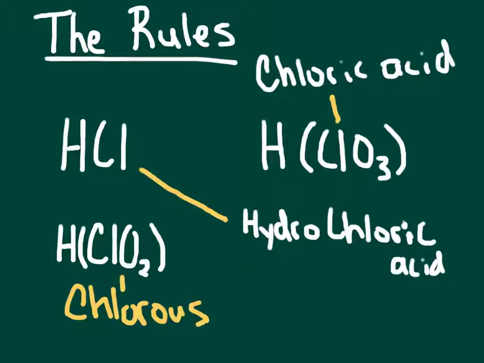I know that can be confusing sometimes, but basically if the oxygen atom is not present in the compound, then it's just hydro and whatever your anion is. If oxygen is present, you don't use hydro, and then you add the ic or the ous to the end of the polyatomic name.